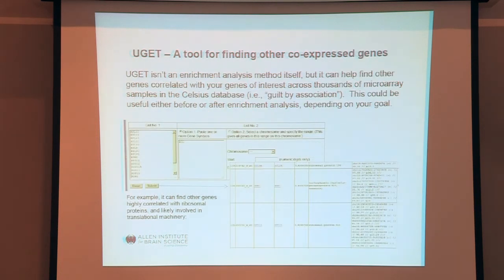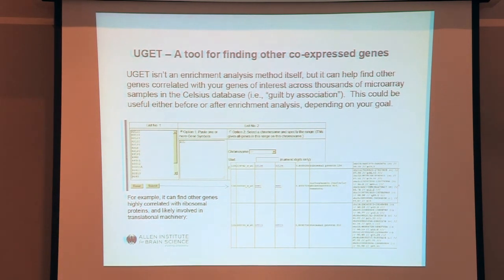Okay, so UGET is a tool for finding other co-expressed genes. I think that's hosted here at UCLA. It isn't really an enrichment method itself, but it can be very helpful for finding other genes correlated with your genes of interest across thousands of microarray samples in the Celsius database. So this is a very good way of doing guilt by association if you have a hub gene or two that you're interested in looking up.